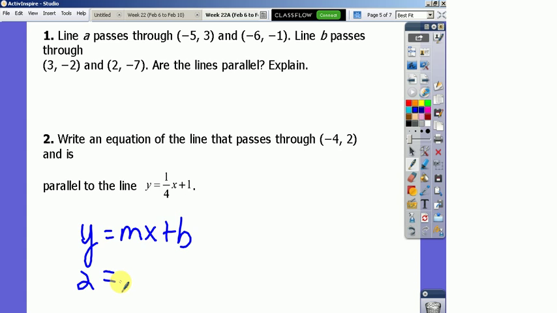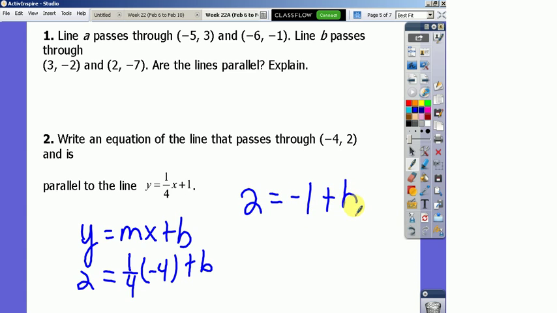1/4. Why 1/4? Because it's a slope. It's the slope of a line parallel, right? What do I replace x with? Negative 4. And then I solve for b. So, 2 equals, what's 1/4 times negative 4? Negative 1, plus b. What's b? B is 3.